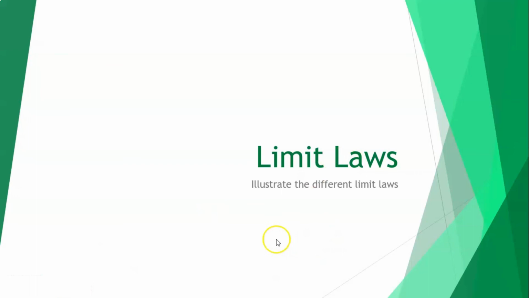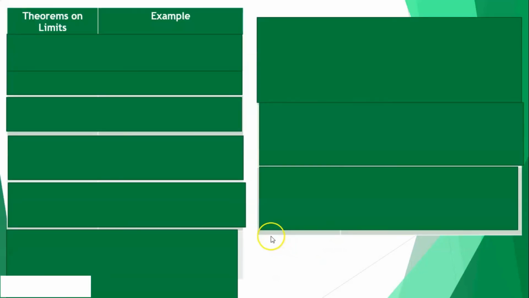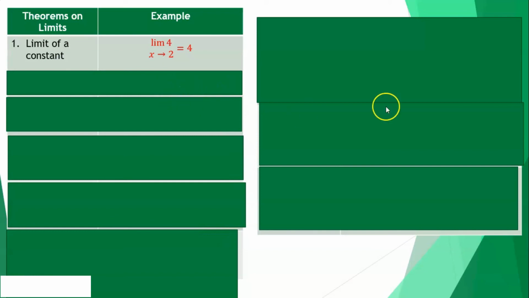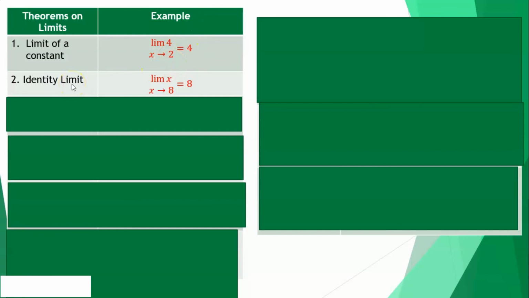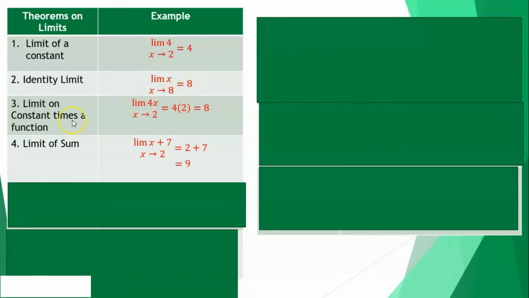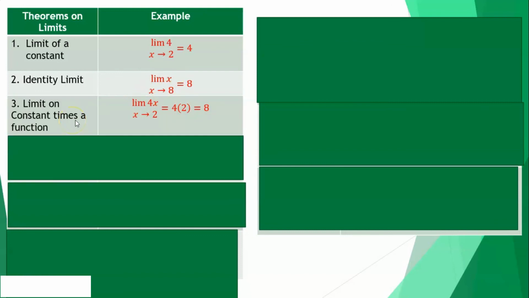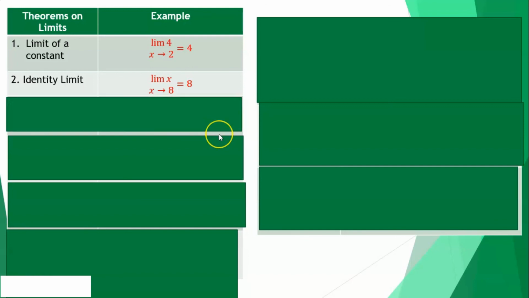Okay, the limit laws. These are the different theorems and their corresponding examples. The limit of a constant is always the constant itself. So the limit of 4 as x approaches 2 is 4. Next, identity limit. So the limit of x as x approaches 8 is also 8. Next, the limit of a constant and a function. So the limit of 4x as x approaches 2. So basically it's 4 times 2, or it is 8.